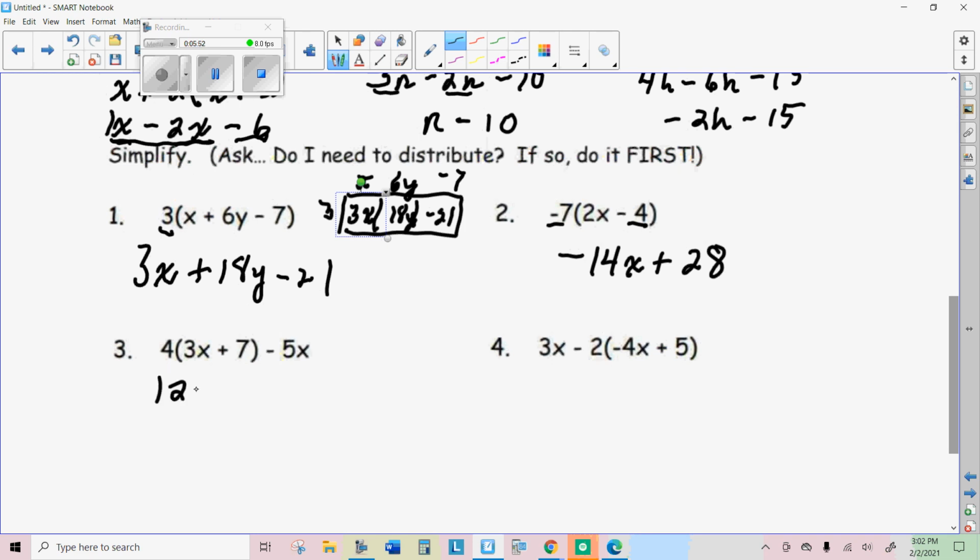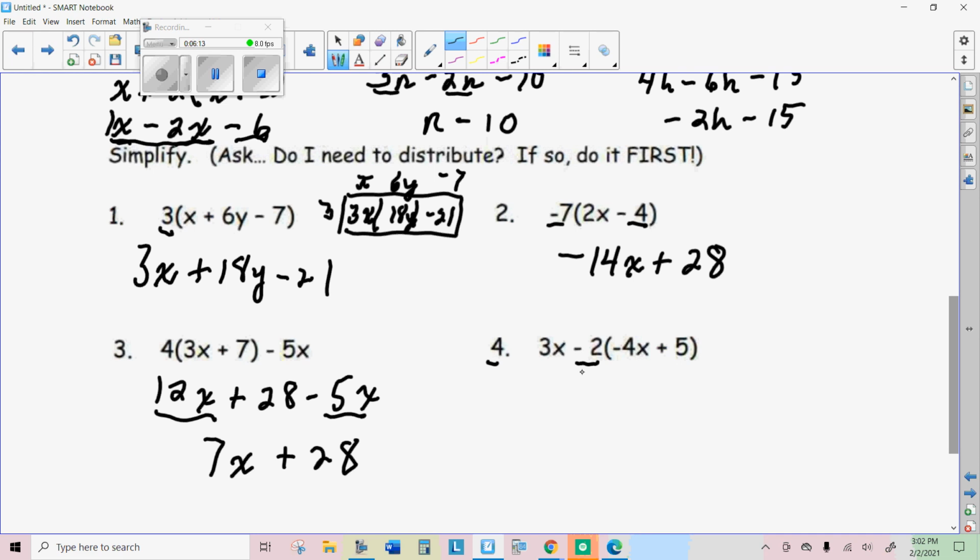So 4 times 3x is 12x. 4 times 7 is 28. And then you're going to have to simplify because you have like terms here. This minus 5x and this 12x makes 7x plus 28. Go ahead, you try number 4.